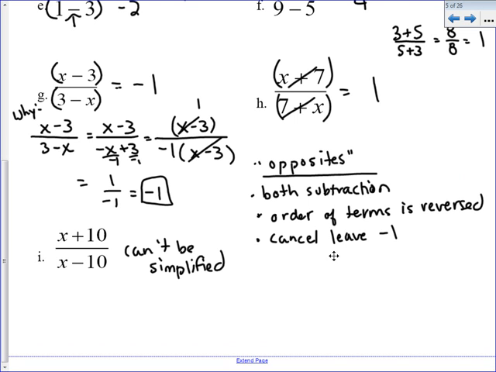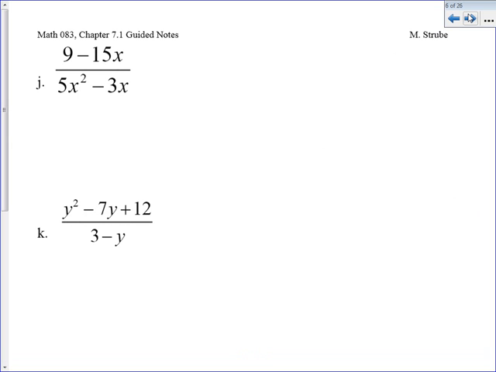And let's put our idea of opposites into a problem now and see if it makes a little more sense than these single factors. All right, J. I have 9 minus 15x over 5x squared minus 3x. The directions are simplify, which means you need to factor the numerator, factor the denominator, and see if there's things you can cancel. So I want to factor 9 minus 15x. How am I going to factor that? GCF. Whenever you're factoring, first thing to do is look for a GCF. So I can factor out a 3, which leaves me with 3 minus 5x.